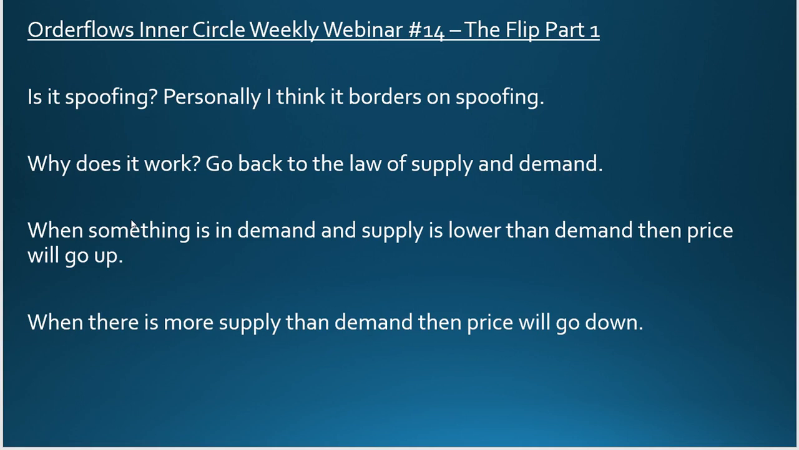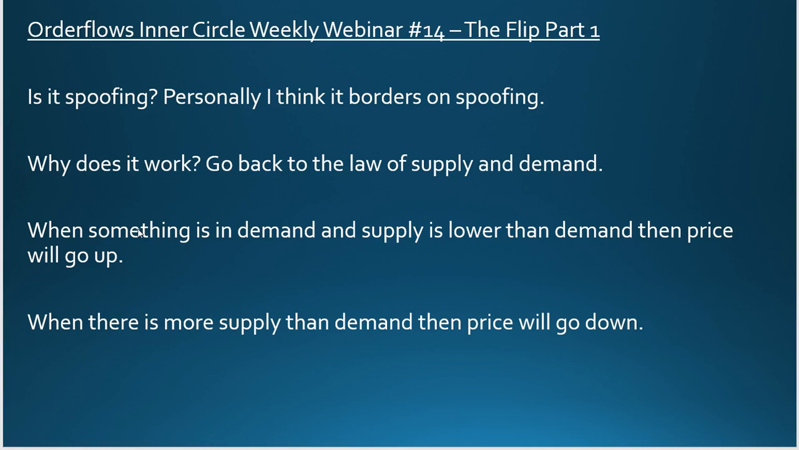Okay, so why does spoofing work? Well, you go back to the law of supply and demand. When something is in demand and supply is lower than the demand, price is going to go up. When there's more supply than demand, price will go down. That's just basic economics 101. It's the law of supply and demand, not the theory of supply and demand. So if there's a lot of demand but very little supply, price is going to go up, and if there's more supply than demand, price will go down.